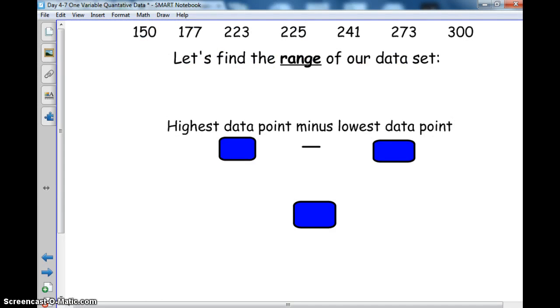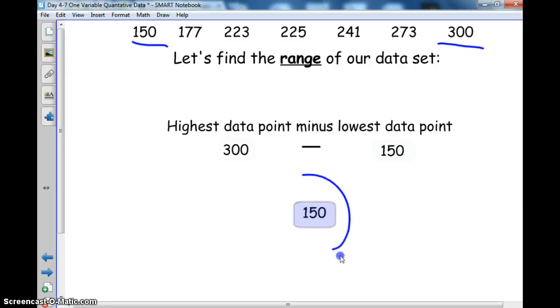So let's find the range of this data set. The highest number is 300, and the lowest number is 150. So we subtract 150 from 300 and we get 150. This is our range. It lets us know how spread out it is from the smallest to the largest.